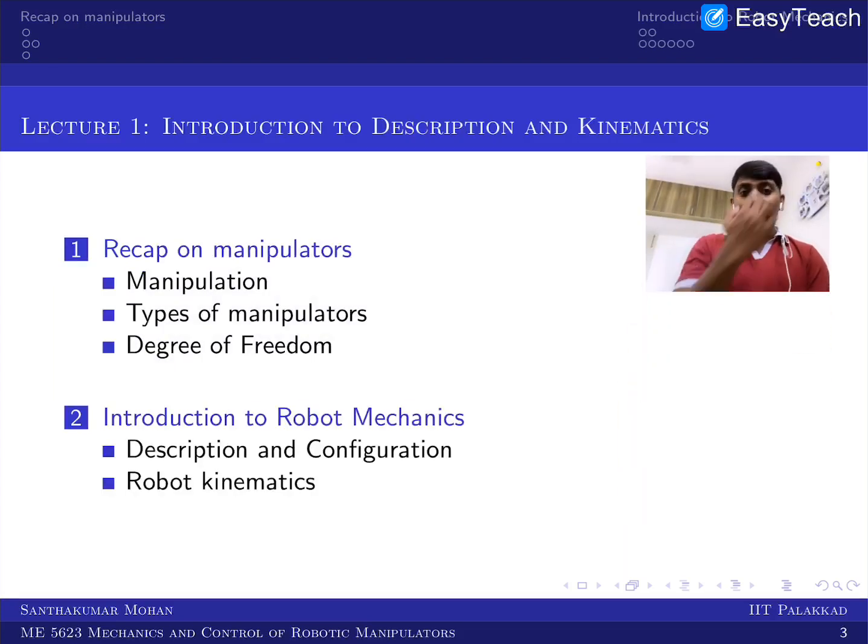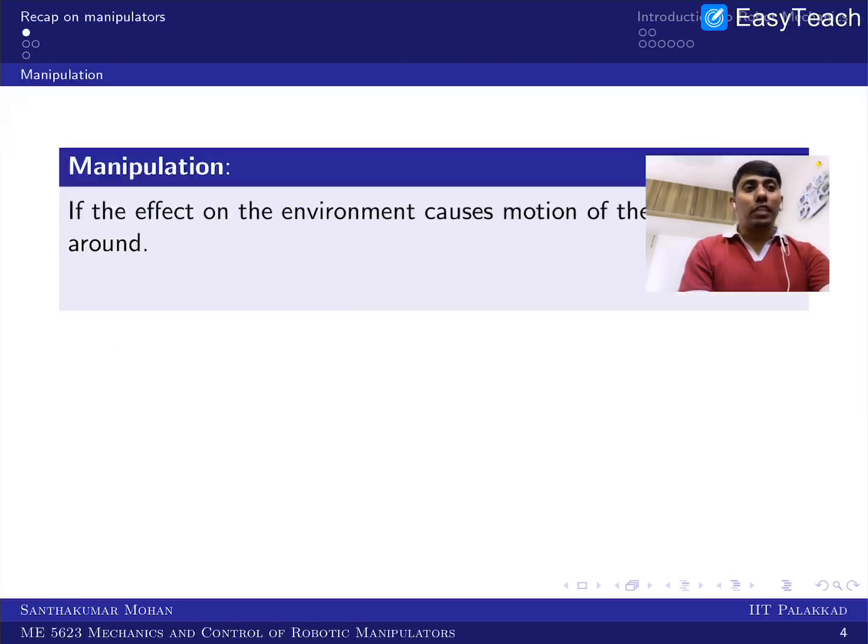The theme here is that I would be covering two things. One is a recap on the manipulator, what we have seen in the basic introduction lecture, and then we'll move close to robot mechanics. We would start with description and configuration, and then we'll start understanding what robot kinematics is.